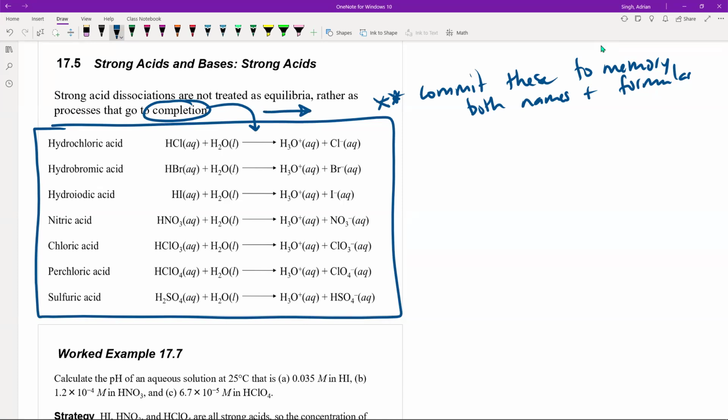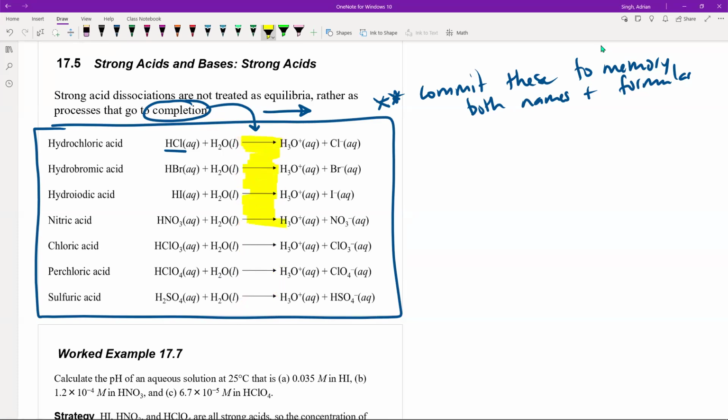So hydrochloric acid, HCl, right, dissociates in water to produce only hydronium ions and chloride. Hydrobromic, same thing, hydronium and bromide, hydroiodic, etc. Nitric, chloric, perchloric, and sulfuric all behave in the same way, but we have our normal arrow here, normal meaning the left to right arrow, not an equilibrium arrow, because these, being strong, go to completion, right? So we have that arrow indicated.